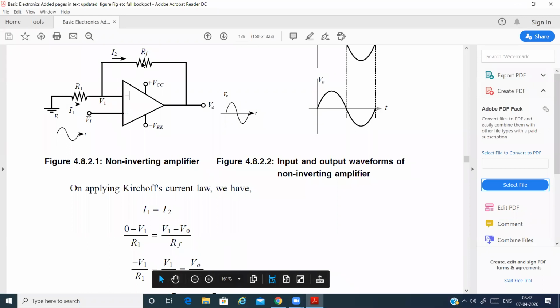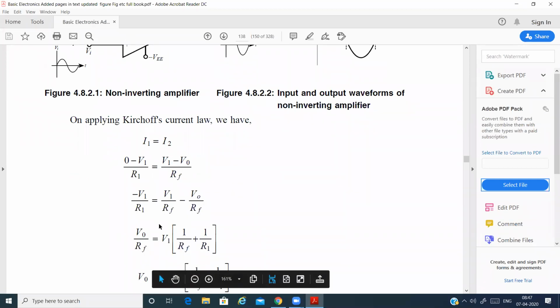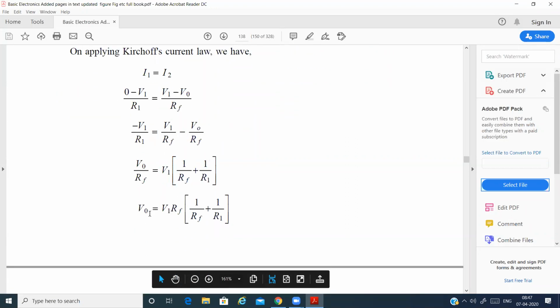Coming to I2, I2 is the current which is flowing through the feedback resistance. So V1 minus this point, which is V0, so V1 minus V0 divided by RF. After that we have to rearrange this, and always in these derivations we prefer to have an equation with respect to the output. So rearrange these equations and write the equation in terms of V0. The rearranged equation will be V0 is equal to V1 into RF into 1 by RF plus 1 by R1.